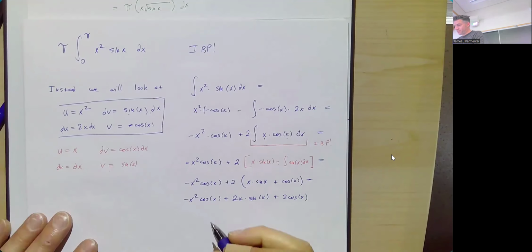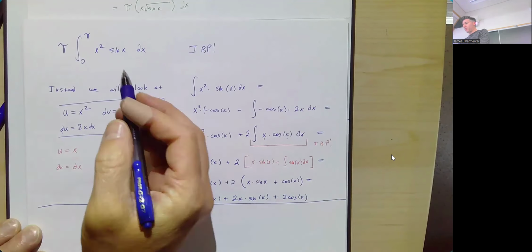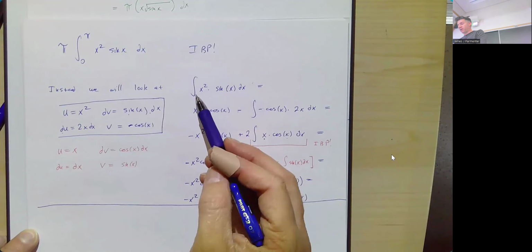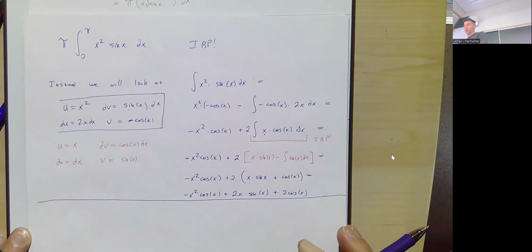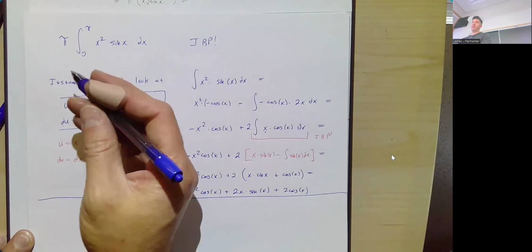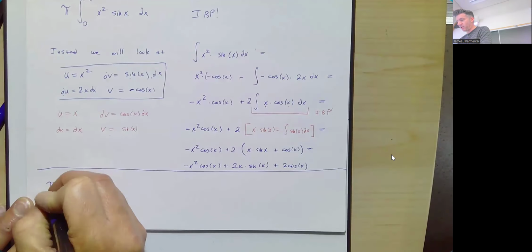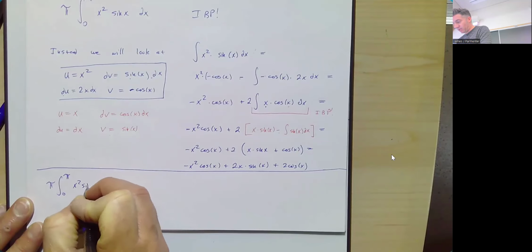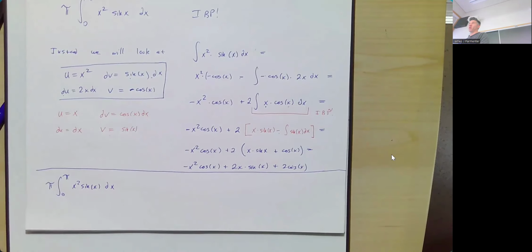Great. So now I'm going to go back and say, well, I know that the antiderivative of x squared sine of x is this long thing here. So now if I want to find the definite integral of x squared sine of x from 0 to pi times pi, I'm just going to do that using the fundamental theorem of calculus, really is what I should say. I'm going to take the antiderivative, which I just found, and plug in my limits of integration.